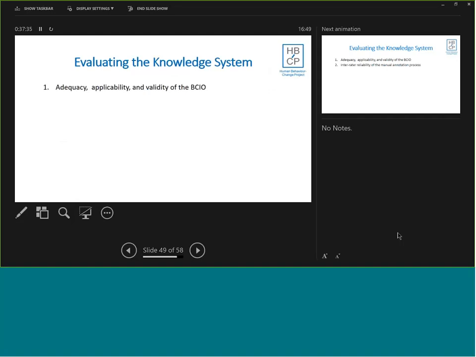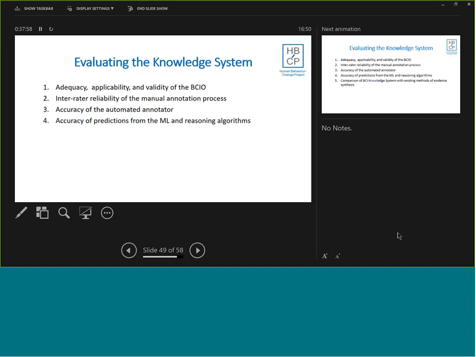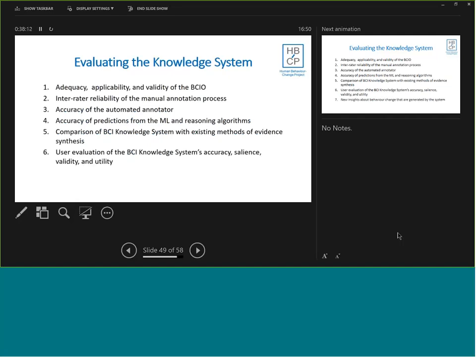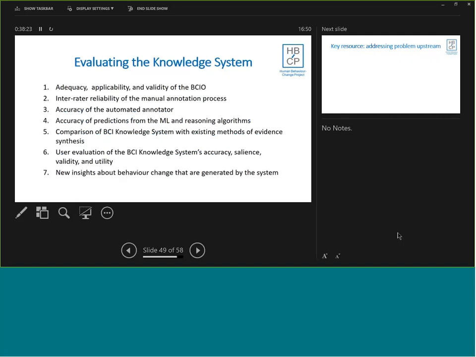Okay, so evaluating what we're doing, there's various ways we're planning to do this. One is looking at the adequacy, applicability, and validity of the ontology itself. Secondly, looking at inter-rater reliability of the manual annotation process, which we're doing currently. Then the accuracy of the automated annotator, the accuracy of predictions from the machine learning and reasoning algorithms. Then comparing what we produce from our knowledge system with existing methods of evidence synthesis. Then user evaluation of the system's accuracy, how relevant and salient it is for them, the extent to which they see it as valid and how useful it is to them. And finally, what new insights about behaviour change have been generated by the system.